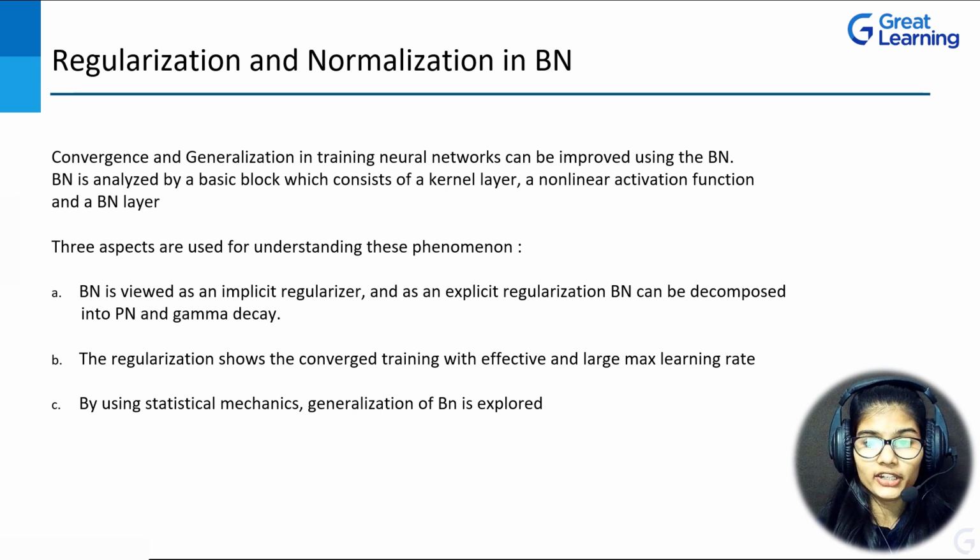There are in total three aspects which are used for understanding these phenomena. The very first aspect is that batch normalization is viewed as an implicit regularizer, and as an explicit regularization, batch normalization can be decomposed into the gamma decay. The regularization shows the converse training with effective and a large maximum learning rate. And generalization of batch normalization can be explored by using statistical mechanics.